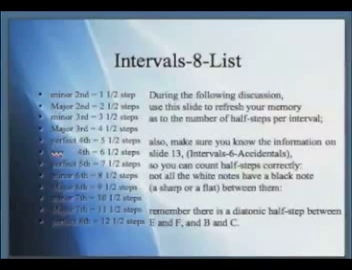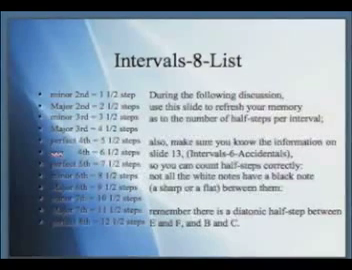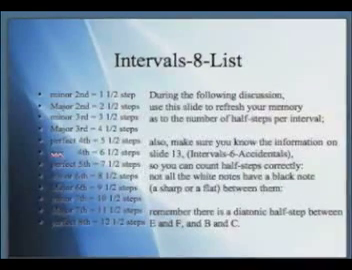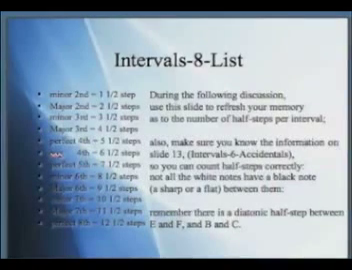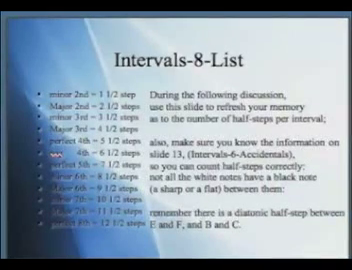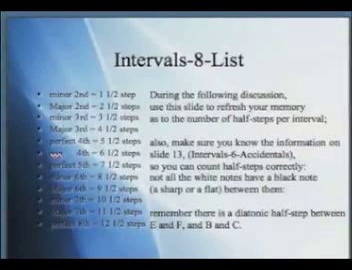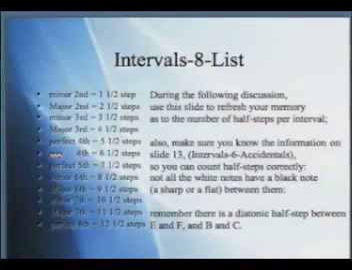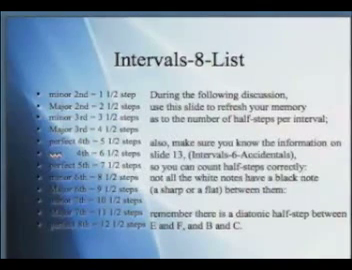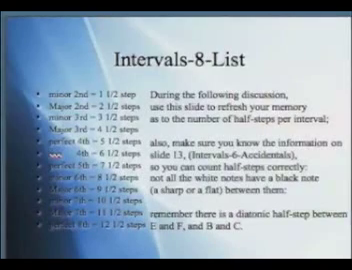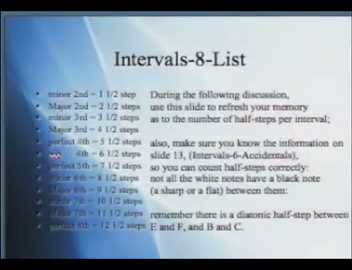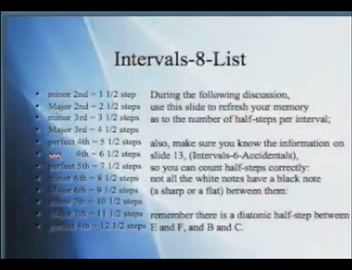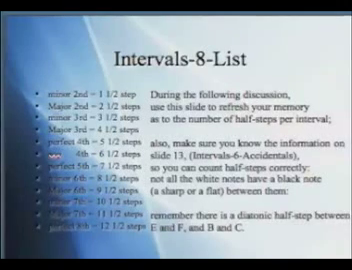This is a list. You have to know this. You can't compute the quality of intervals. You can't figure out what a triad is. You can't figure out chords. You can't figure out anything without knowing the number of half steps in every interval. It's like knowing your sums. 2 times 2 is 4 is very basic to math. A minor second is 1 half step. A major second is 2 half steps. That's basic to music notation.